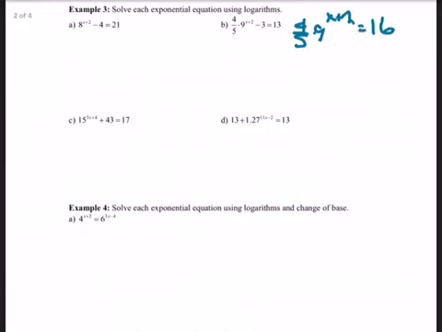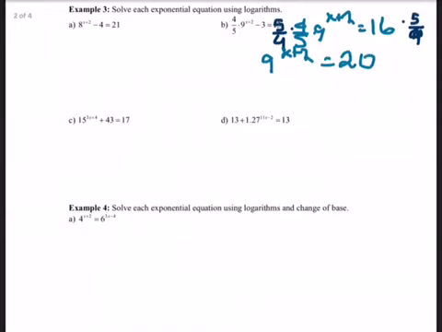Now in order to get rid of the times by 4 over 5, I'm going to multiply by the reciprocal. So I'm going to multiply by 5 over 4. Okay, so when I do that, I multiplied by 5 over 4, so that's going to leave me with 9 to the x plus 2. Okay, 16 times 5 over 4, so I've got 16 times 5, which is 80 divided by 4 is 20.